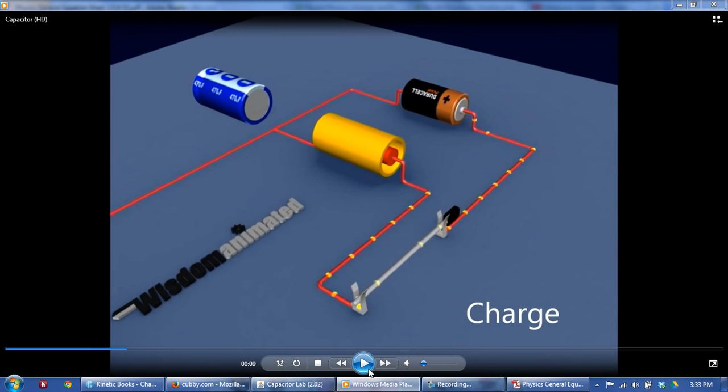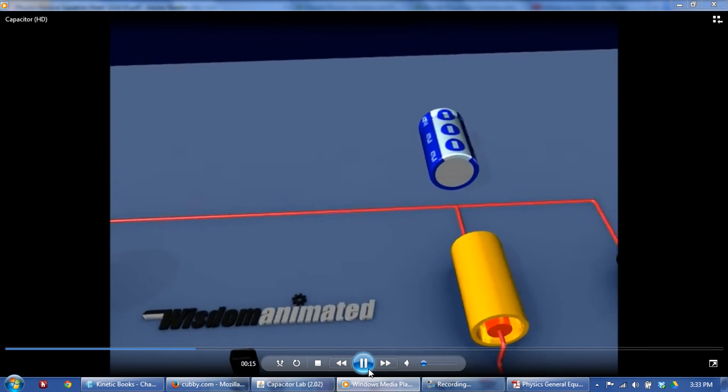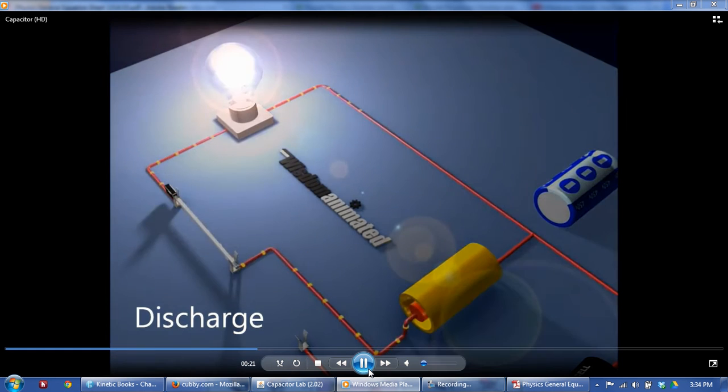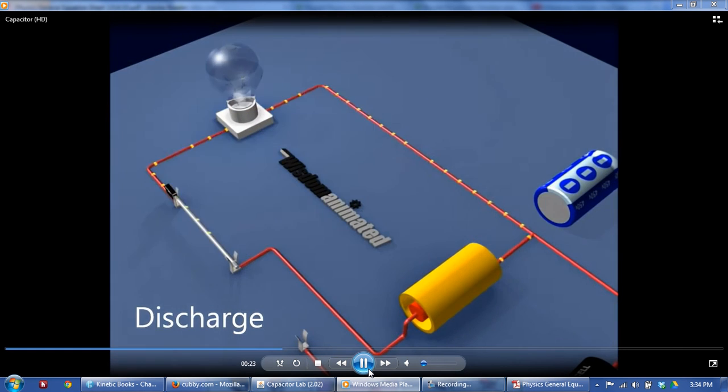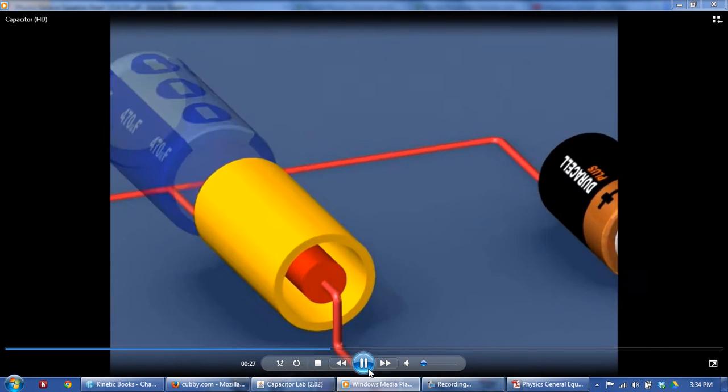So charge comes from the battery, creates a potential difference, and charge flows off the capacitor. Remember, the red and yellow here are not attached to each other. What's happened is, and we'll see in a minute, the red and the yellow have become polarized. Now energy is stored there, and you can discharge that quickly through a load like a bulb. And now the charges are flowing back where they want to be. They're giving up the energy.